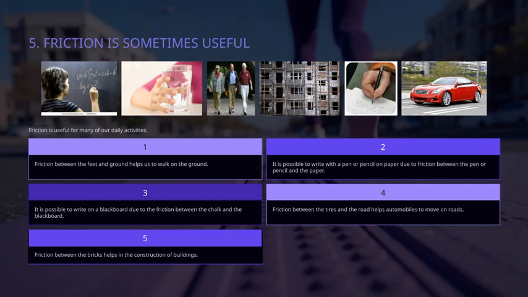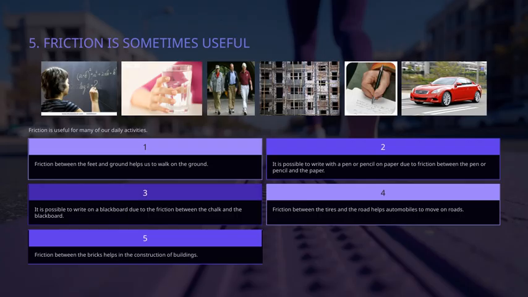For example, when we walk, it's the friction between our feet and the ground that allows us to stay balanced and move forward without slipping. Without that friction, walking would be almost impossible. Another great example is writing on a blackboard. The friction between the chalk and the blackboard is what allows us to make clear, visible marks. If there was no friction, the chalk would just slide off the surface and we wouldn't be able to write.